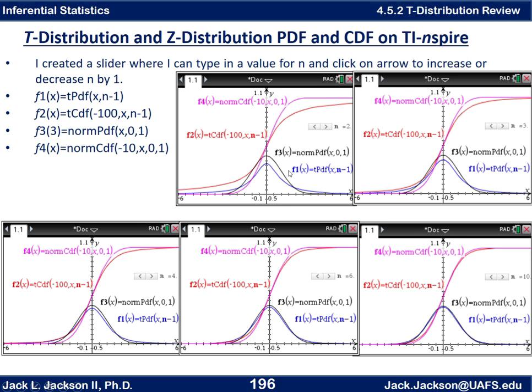So here are several different screenshots from what we just saw, with sample sizes of 2, 3, 4, 6, and 10, and you see that the T-CDF is approaching the Z-CDF, and the T-PDF is approaching the Z-PDF, Z being the standard normal.